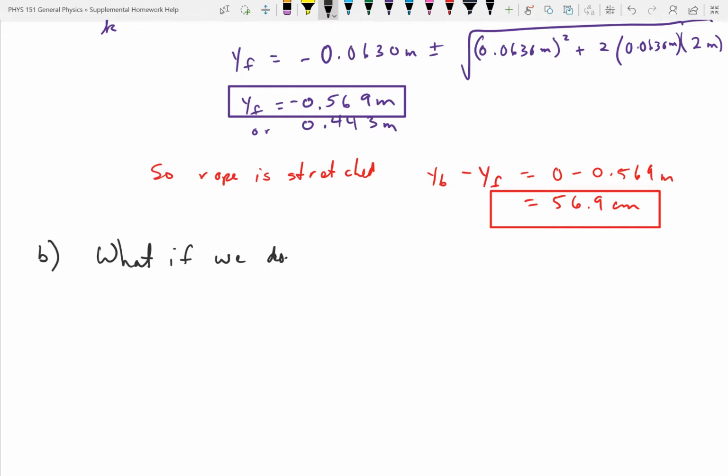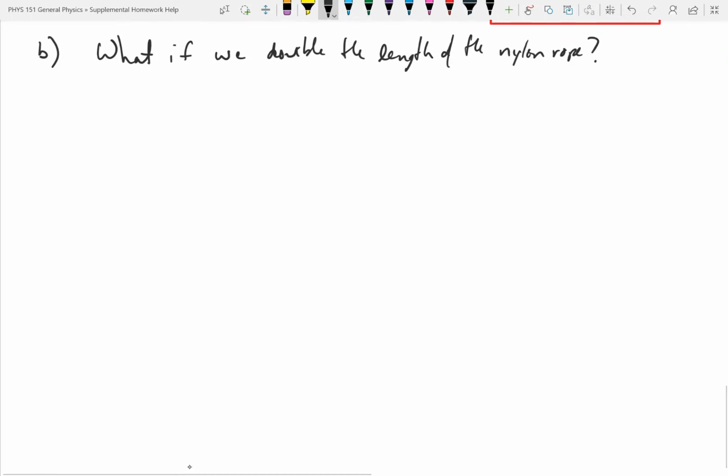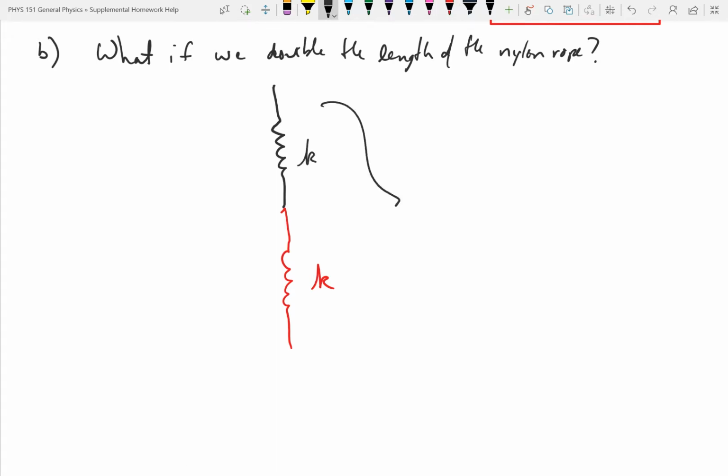What if we double the length of the nylon rope? Okay, so now we have to think about this. The nylon rope, I said we're treating it just like it's a spring, right? So if we double the length, it's like we take one spring and then we put a second identical spring. So this would be spring constant K, and this would be spring constant K. And the question is, what is the combined spring constant?